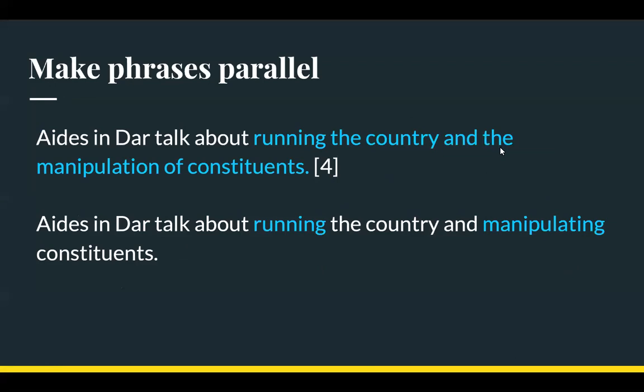So an example would be: aides in DAR talk about running the country and the manipulation of constitutions. Since we use running in the first part of the sentence, we can use manipulating in the second part of the sentence and get rid of there. And it just makes the sentence run smoothly, and it makes your writing just easier to understand in a sense. So both sentences are correct, however.